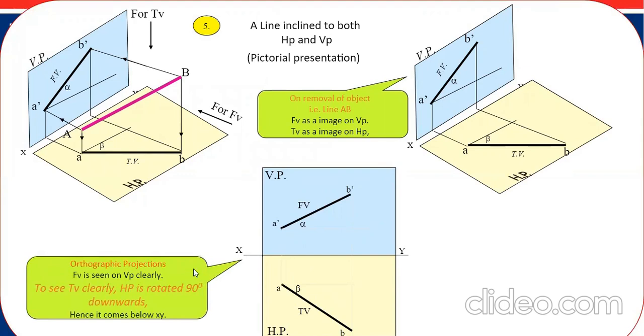This is the orthographic projection. Front view is seen on VP, vertical plane, and top view on HP, which is rotated 90 degrees downward. We know that we have to rotate it 90 degrees in a clockwise direction. So this top view is below the XY line.